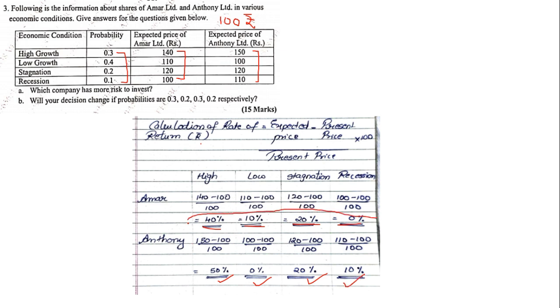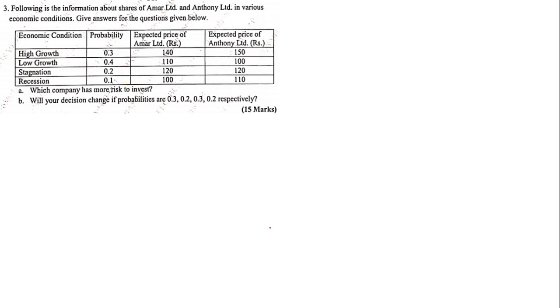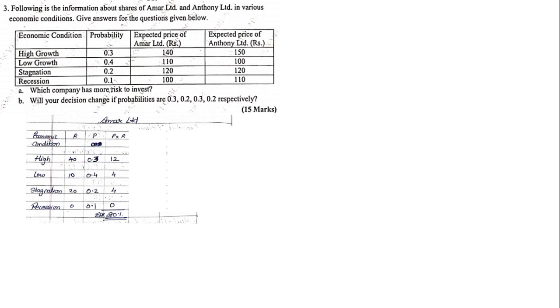Now with the help of the first data 40, 10, 20 and 0, we're going to start with Amar first, finding the expected return and standard deviation. So for Amar, we wrote out the economic conditions: high, low, stagnation and recession. The returns we just found, which were 40, 10, 20 and 0.